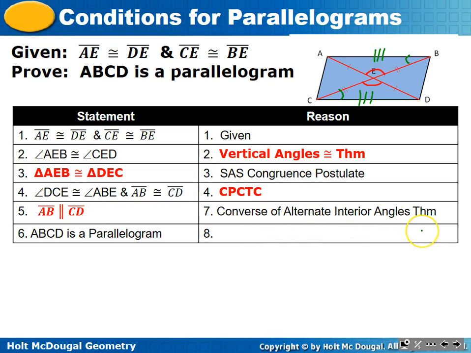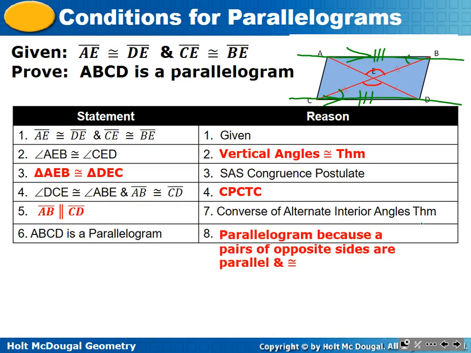Then down here, converse of alternate interior angles theorem. Remember again that when we have converses, we are proving that a pair of sides is parallel, right? So we have that AB is parallel to CD. That would be AB is parallel to CD by the converse of alternate interior angles theorem. That's what we just dealt with, was a pair of alternate interior angles. So here again, this time it says parallelogram because pair of opposite sides are parallel and congruent. And that's exactly what we just proved.